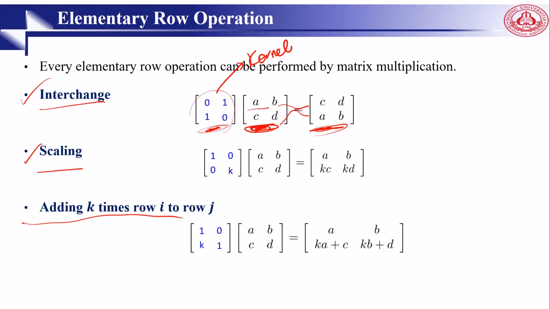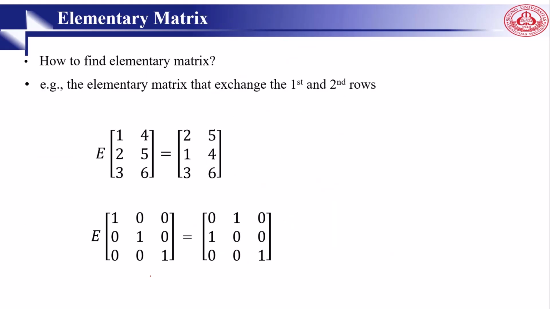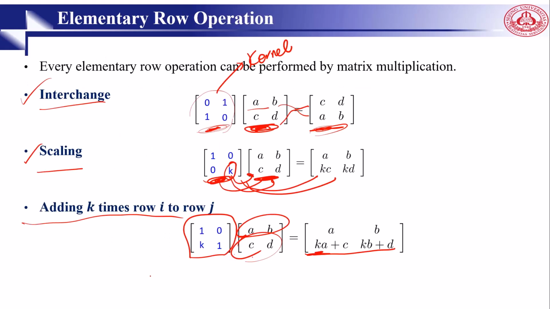Scaling, we multiply by a constant, right? So if you multiply this matrix by any matrix, it means you multiply k to these components. You can see here. And adding k times a row is the same as the last one. You can see here. If you multiply by this one, it means you take k times this row plus this one, k times this one plus this one, right? This is a row operation using matrix multiplication. So we learned that these are called elementary matrices.